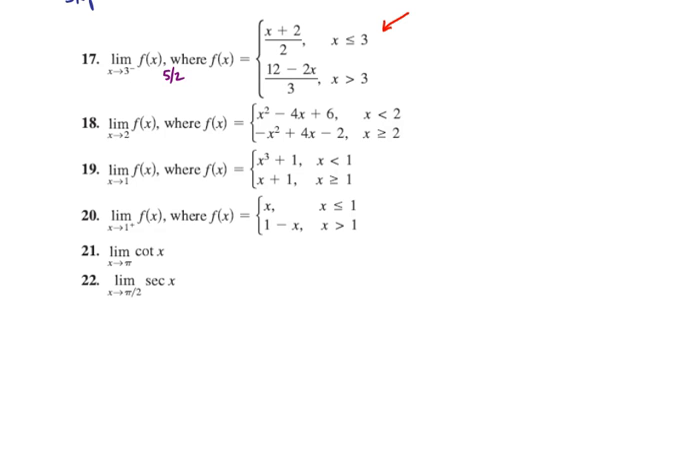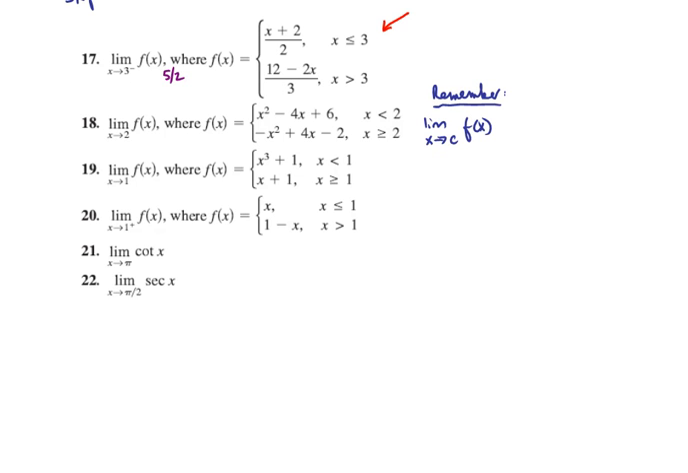So both branches of this piecewise defined function are continuous everywhere in and of themselves. The only place that we need to be concerned is at the place where they potentially meet, and that's at x equals 1. So all we have to do for this is plug in x equals 1 from the left and x equals 1 from the right.